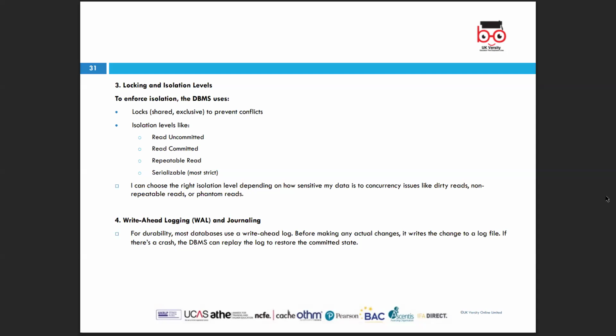Write-ahead logging. So for durability, most databases use a write-ahead log before making any actual changes. It writes the changes to a log file, so if there's a crash, the database management system can replay the log to restore committed states.